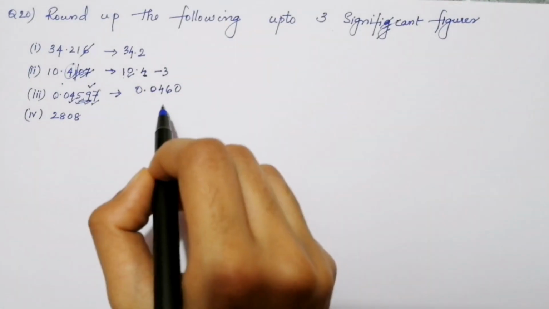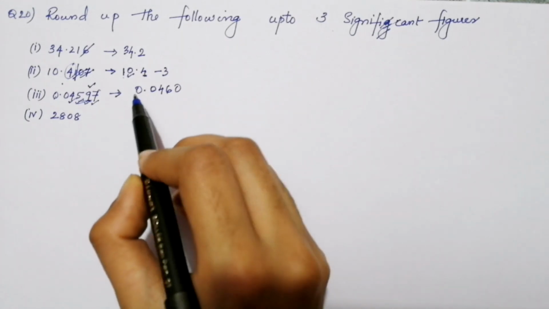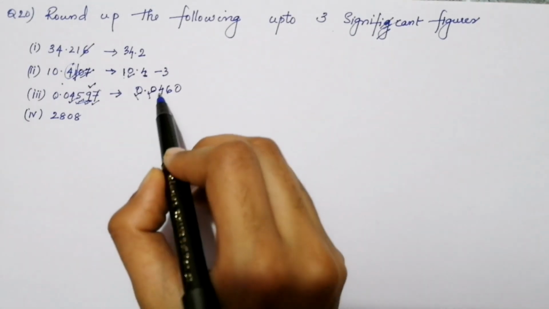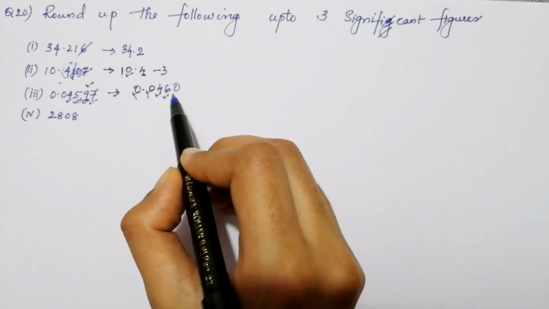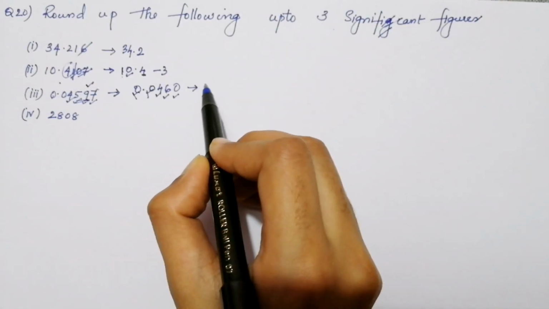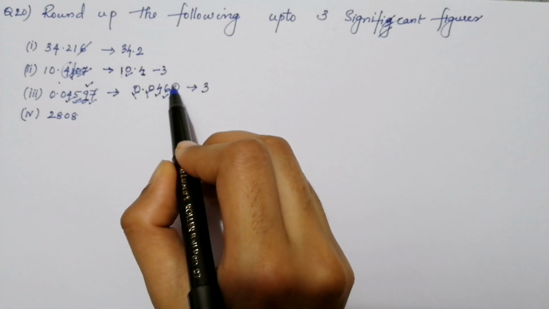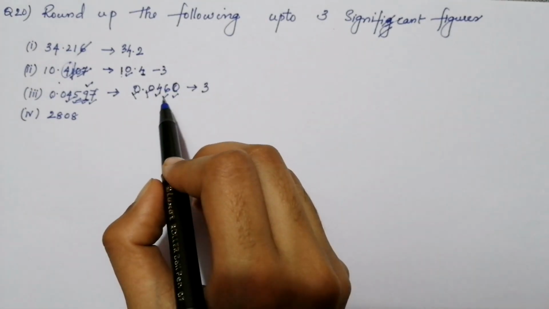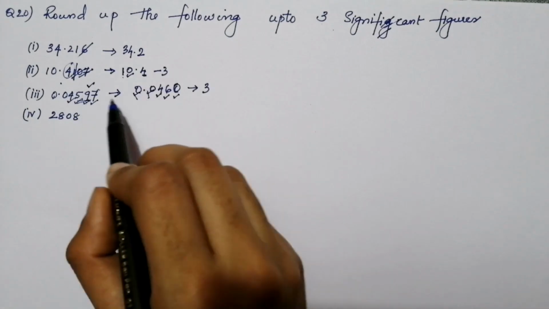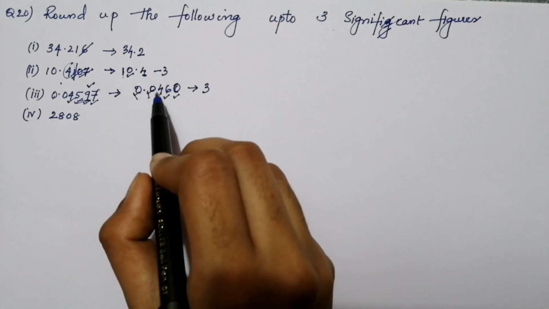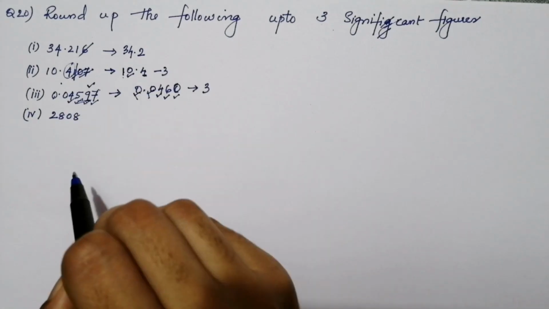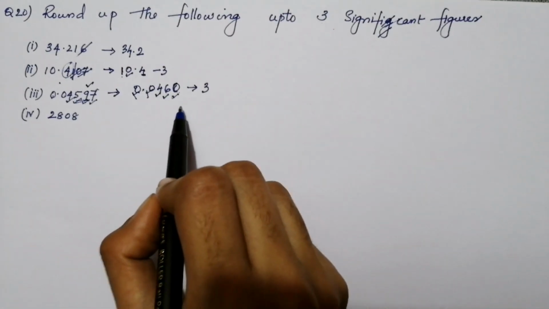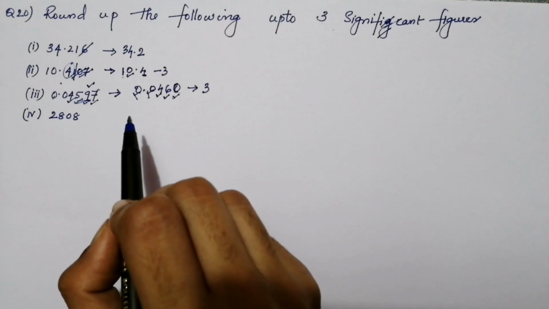Now let us check the number of significant figures. We already know that these two zeros are not significant, and this 4, 6 and 0 are significant. Hence we have a total of 3 significant figures. This 0 is significant because it is coming at the end, to the right of a significant number, and that too there is a decimal point. So we can count this 0 as significant. So we have a total of 3 significant figures.